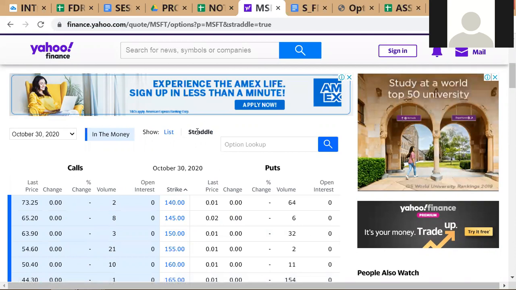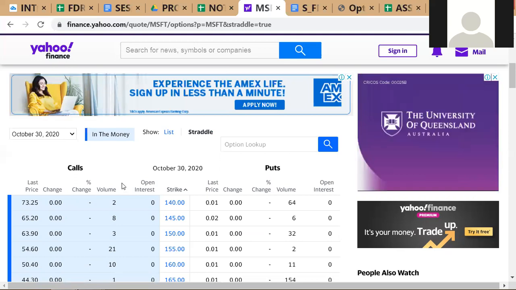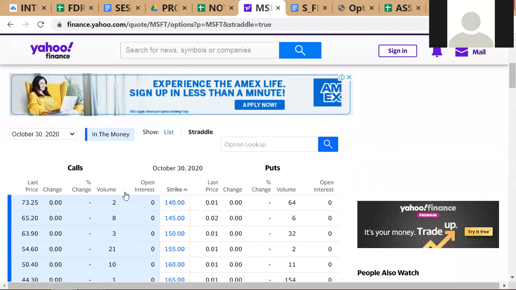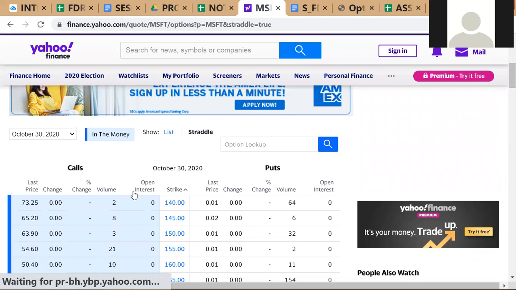A straddle is a particular type of option strategy where a long straddle is buying both calls and puts, and a short straddle is selling both calls and puts. So those we will do later on when we get into option strategies. Right now we're understanding the basics of options.